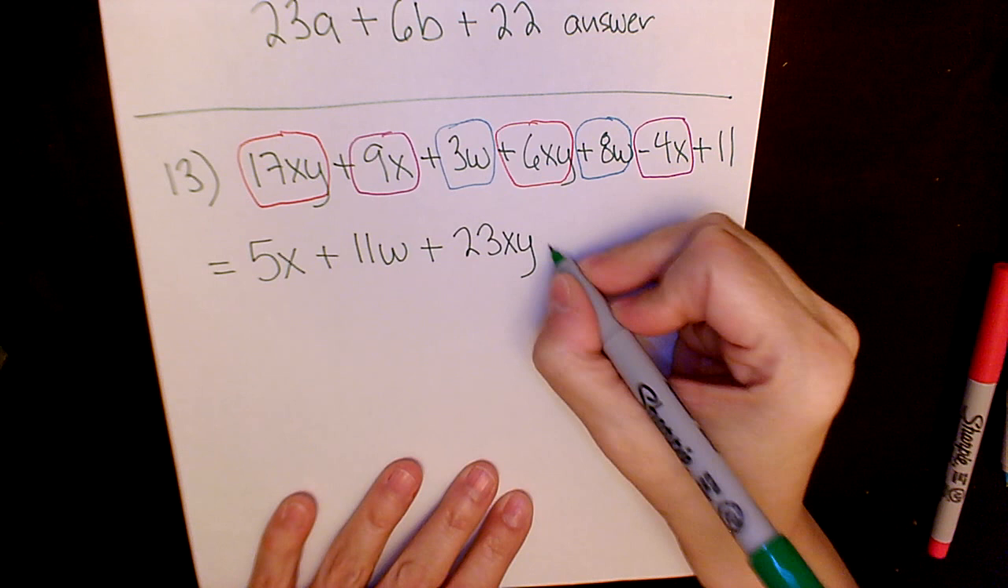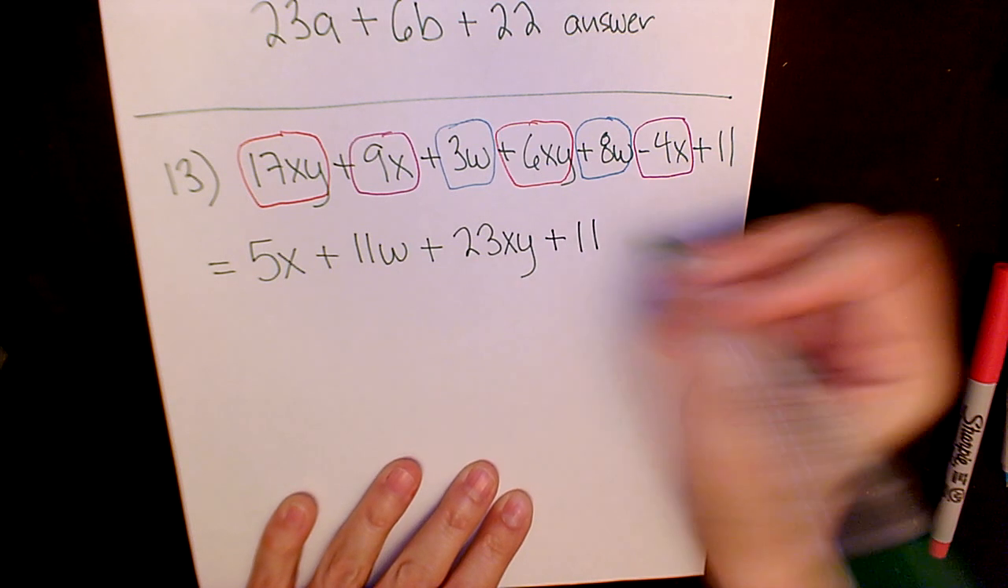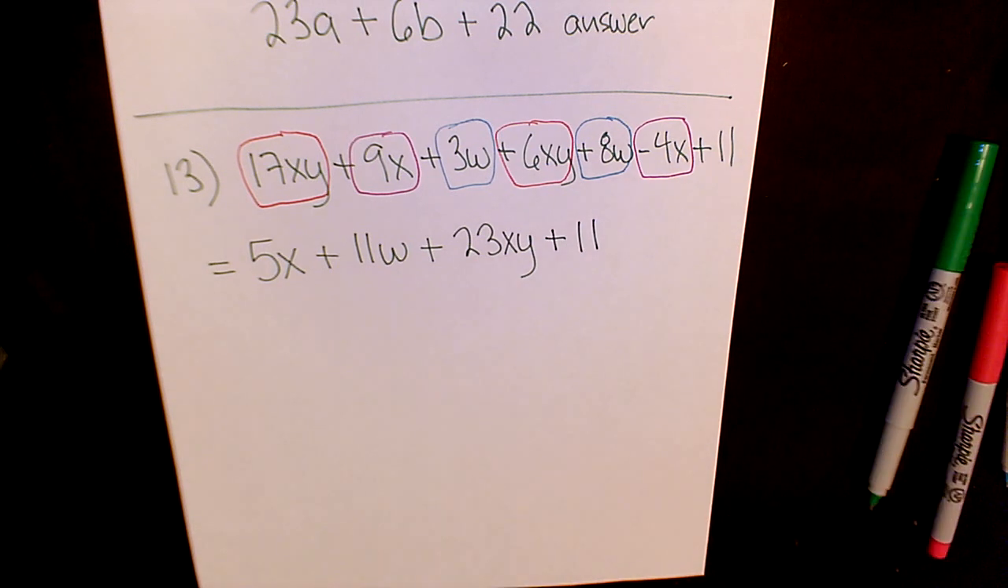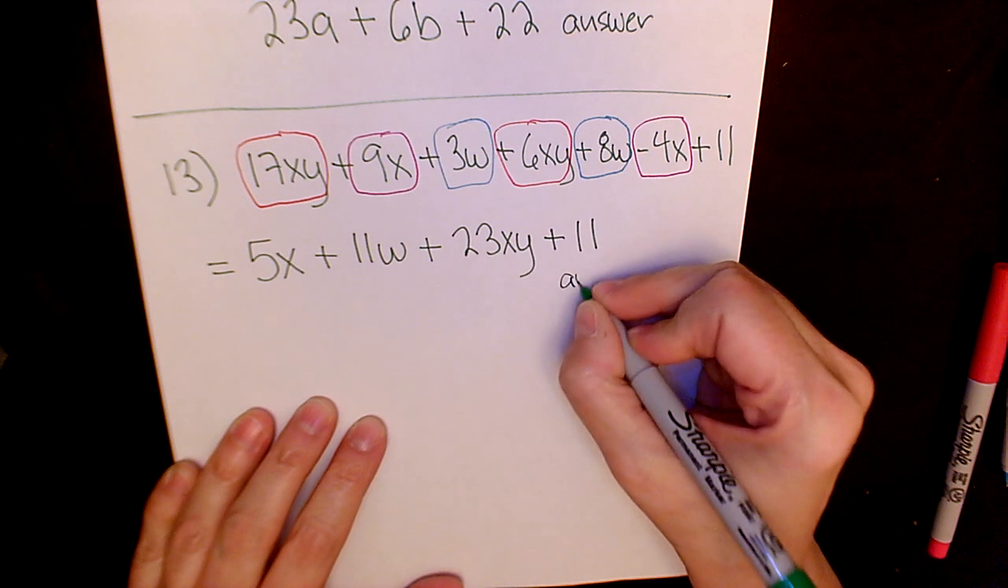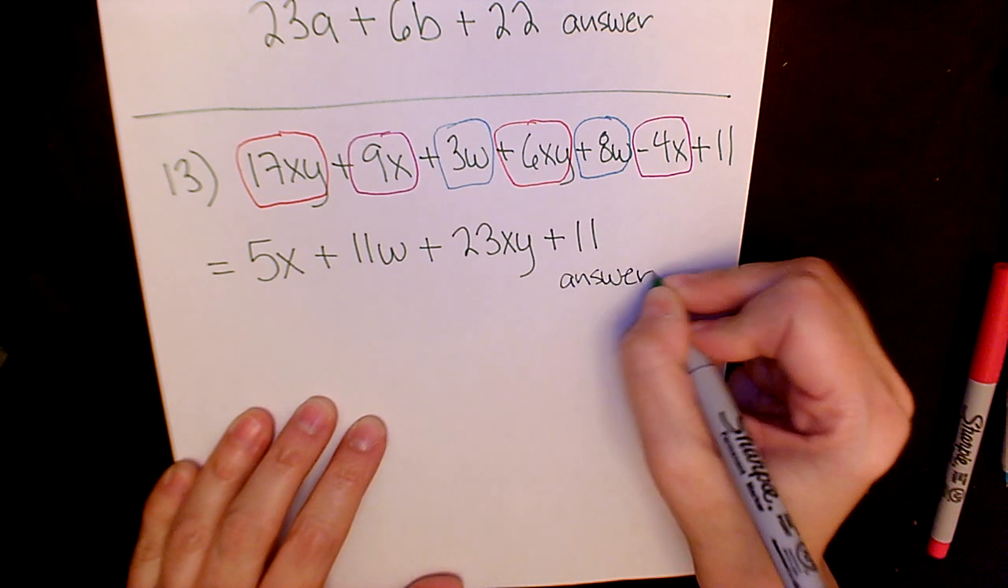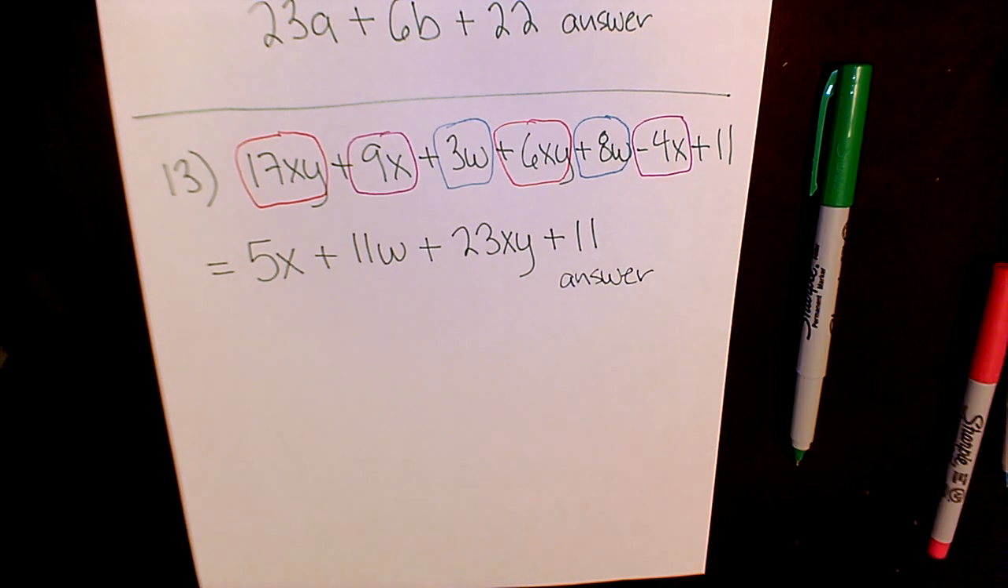And then I have this 11, but it doesn't have anybody to go with, just like the C on the quiz problem. The C stood alone, the 11 stands alone, so I just bring it down. You could have put it first, I put it last. So the final answer is 5x plus 11w plus 23xy plus 11, and that's it.